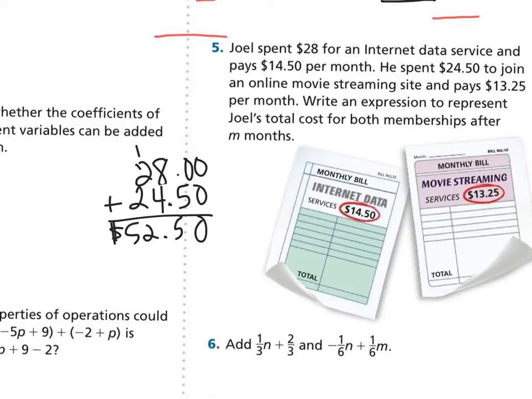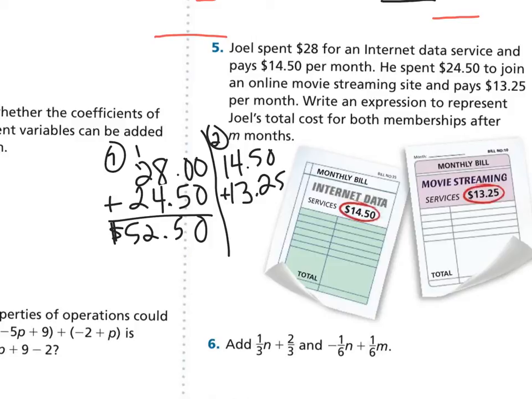So we got $52.50, and then you can see on the monthly bills they've got their monthly charges. So the $14.50 and the $13.25. $27.75 would be the monthly amount that they're paying.